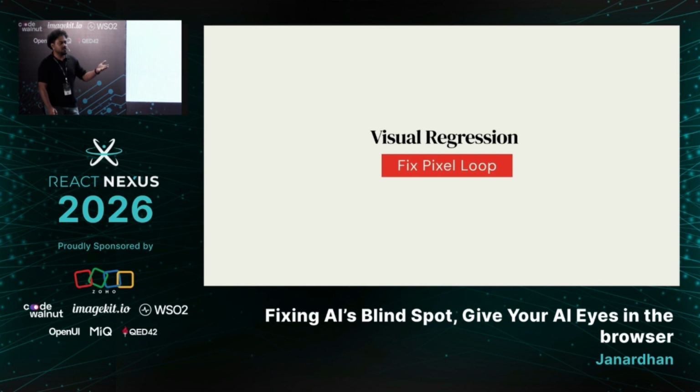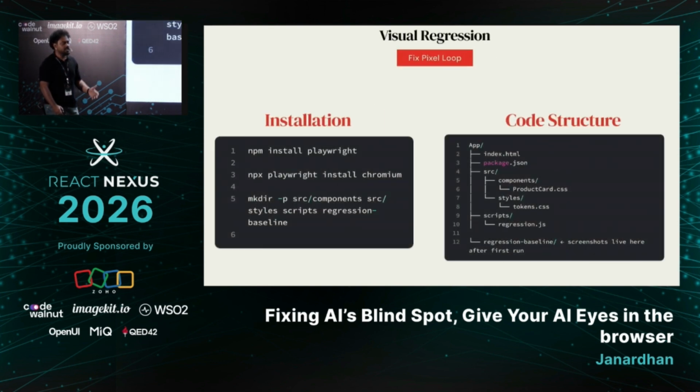Now comes the visual regression. For visual regression, I normally use Playwright. It is open source and easier to use than Cypress. Here, what I'm doing is creating a baseline. For example, there is a UI pricing card, and I have created a script, regression.js, and then a folder, the regression baseline.